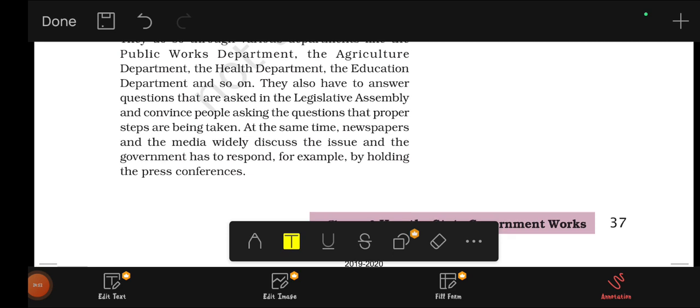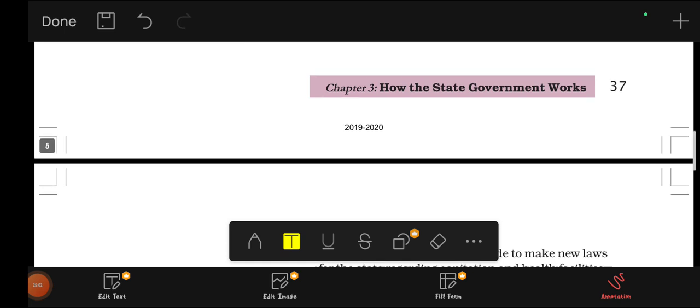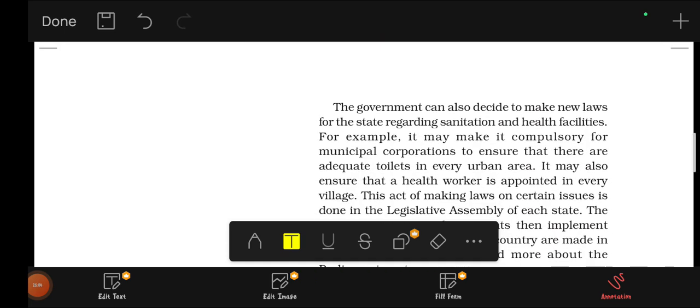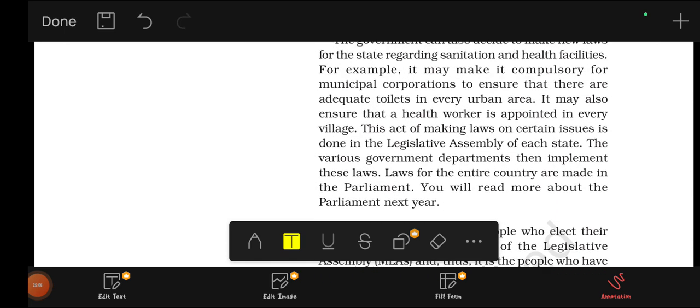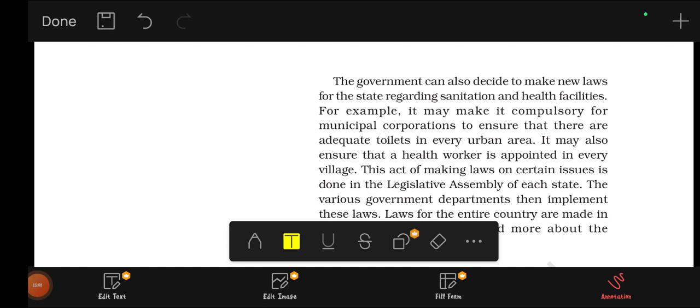At the same time, newspapers and media houses widely discuss the issues and the government has to respond. For example, in the press conference or the debate that you see at 9 a.m., though currently it's going on like crazy, still, certain channels do right things too.